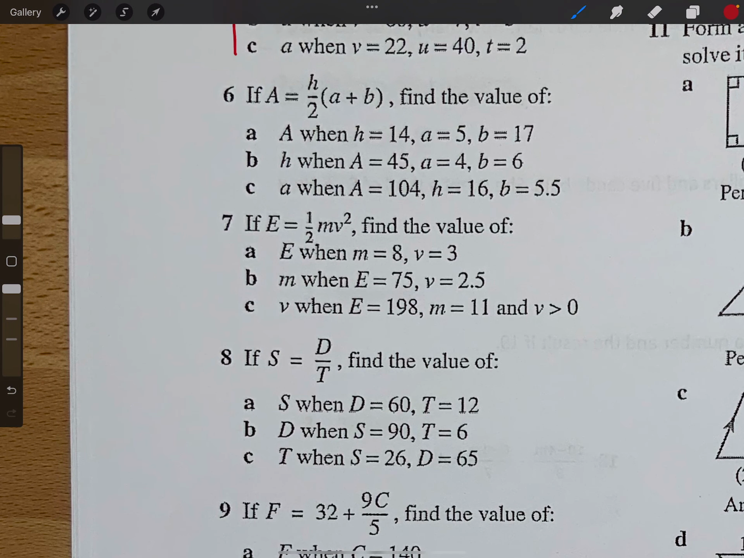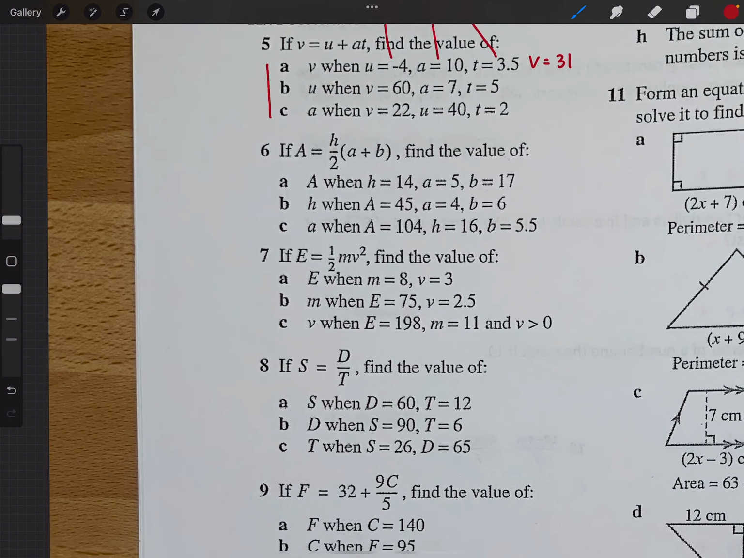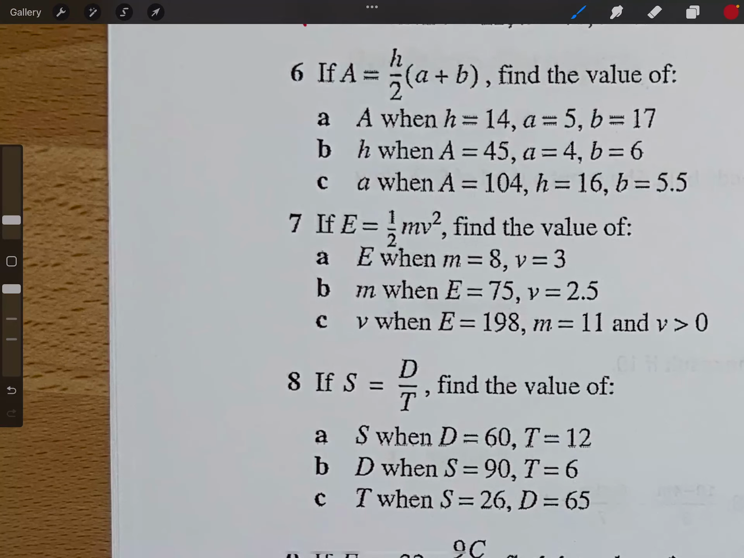Find the value of a when h is equal to 14. Okay, I'll do maybe the last one here. So we have the formula A is equal to h over 2 times a plus b. Now the question is for question C. I'm going to do question C. It says find the value of a. Find this value here, when the big A is equal to 104.